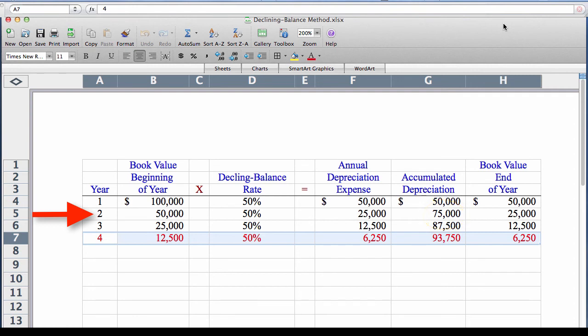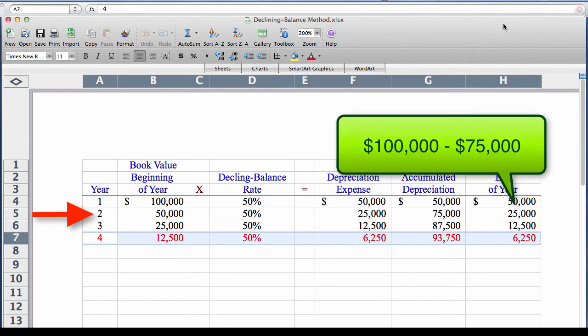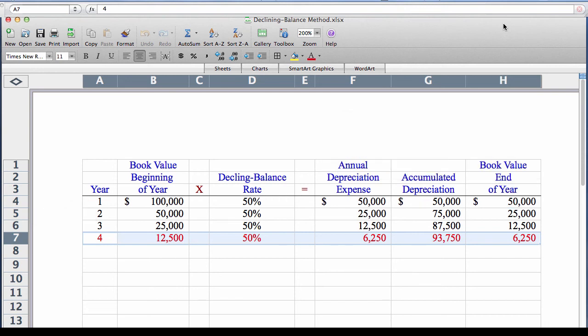At the end of year two, the book value of the asset is $25,000. This is the cost of the asset, $100,000, less the accumulated depreciation at the end of year two, which is $75,000. Depreciation for year three is calculated in the same manner.